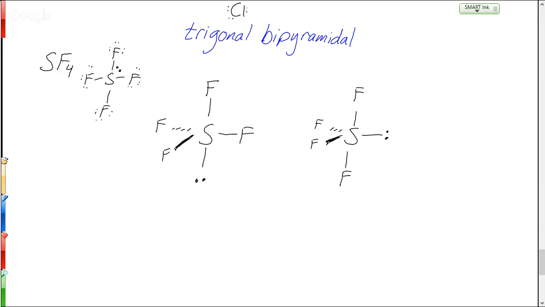Well, on the left, that electron is 90 degrees away from 3 different other electron groups. See that? Those are the closest ones. And the other one is 90 degrees away from 2 electron groups and 120 degrees away from 2 electron groups.